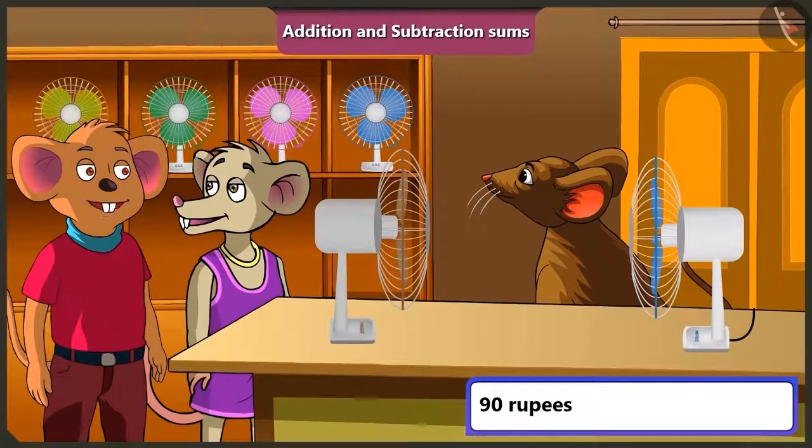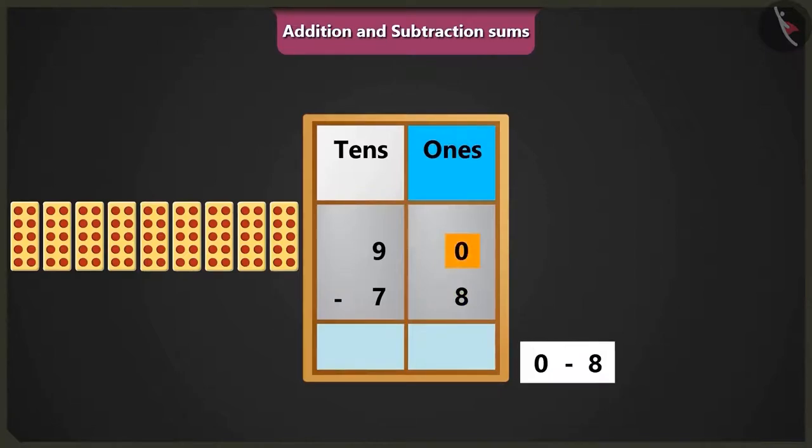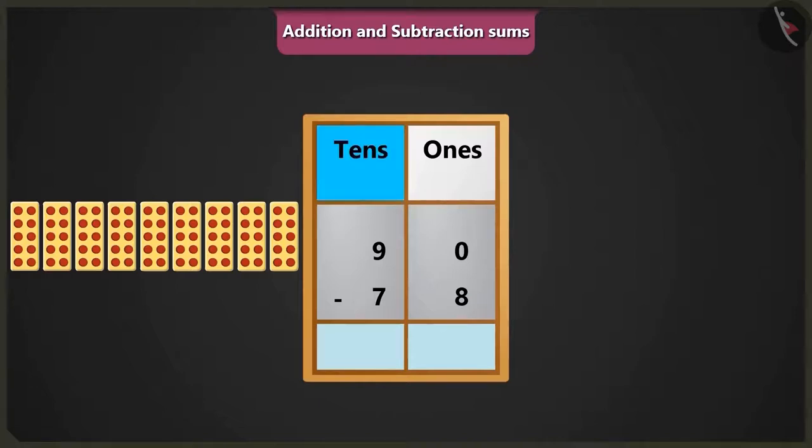So, if I give 90 rupees to the fan seller and buy a new fan for 78, how many rupees would I have left? Let's go. Now put 90 and 78 in the box of 1's and 10's and subtract 78 from 90. First of all, we will do the subtraction of numbers of the box of 1's. Here we cannot subtract 8 from 0. So we will borrow 1 10 from the 9 10's of the box of 10's.